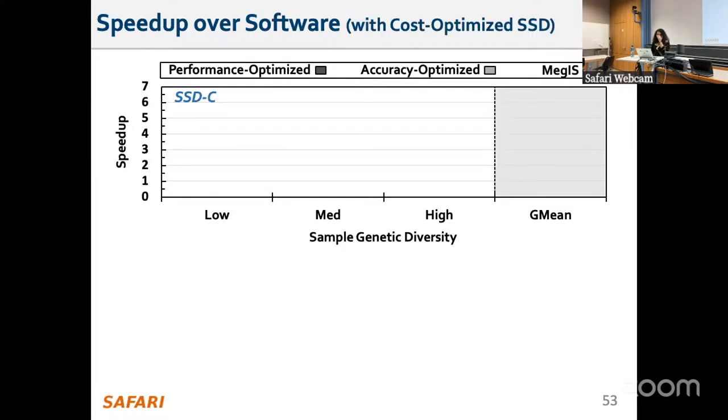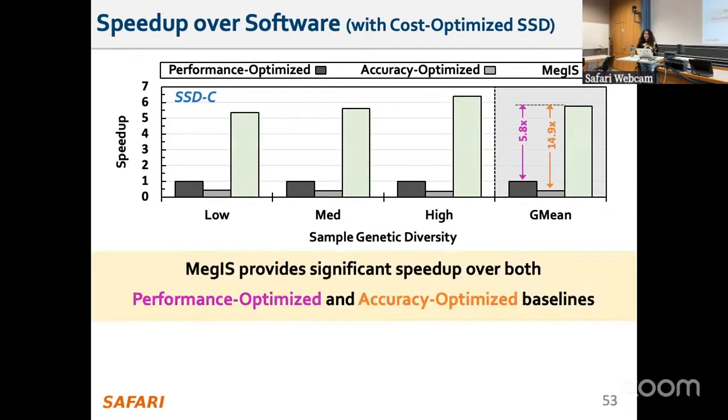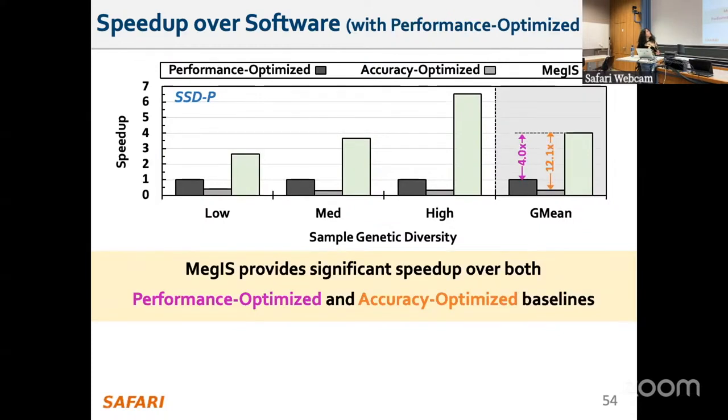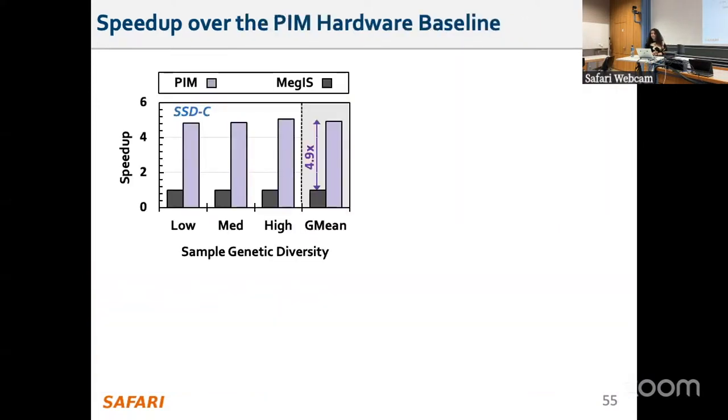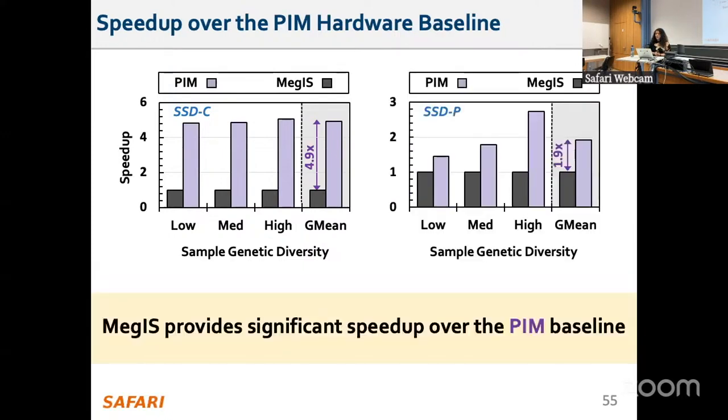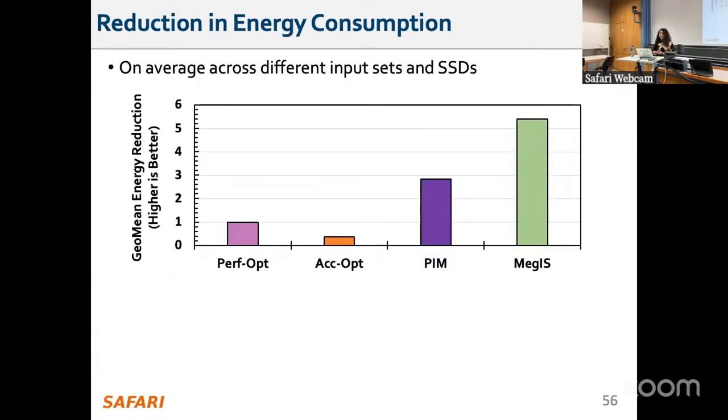Now let's look at the results. So we show that on a cost-optimized SSD, across different input sets, compared to both performance optimized and accuracy optimized baselines, MegIS leads to large speed up. And repeating this experiment on a performance optimized SSD, we also observe large speed up. So MegIS improves performance of both cost optimized and performance optimized SSDs. And here we see results compared to the PIM hardware. So similarly, we see that large speed up is achieved in systems with both cost optimized and performance optimized SSDs. Now I'm showing the average energy reduction compared to different input sets and different storage systems.